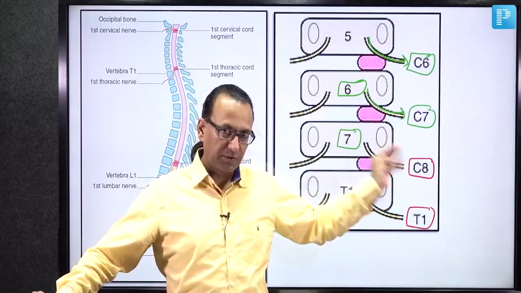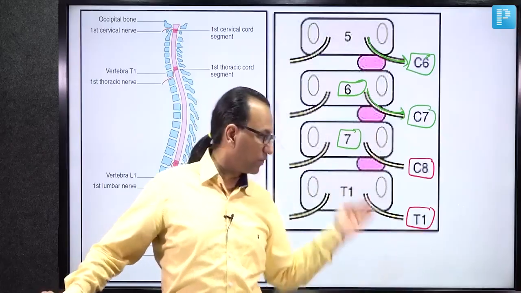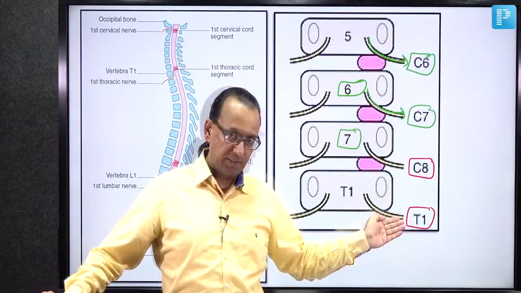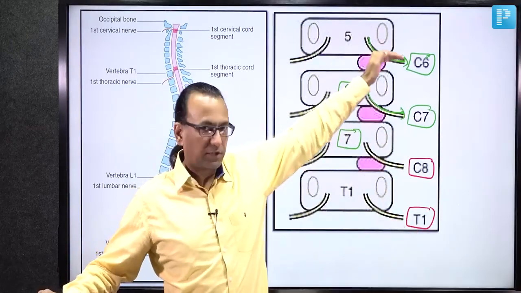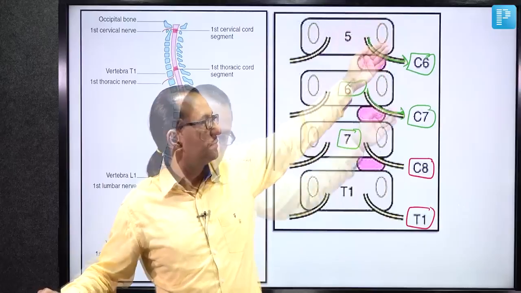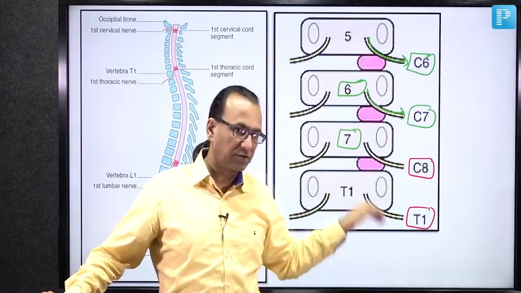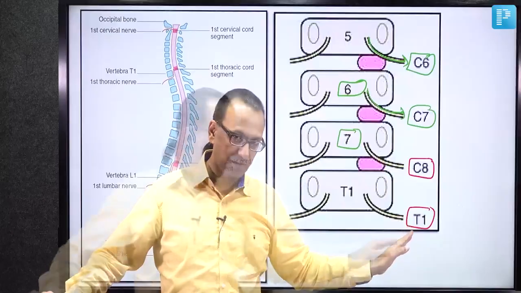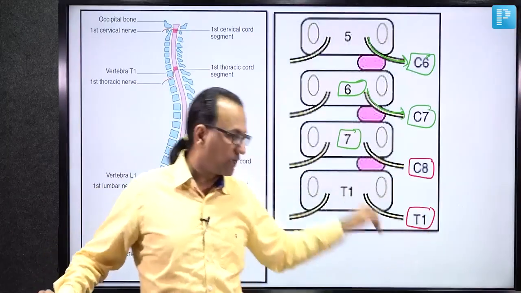Then where is the T1 nerve passing? It is passing under the T1 vertebra. So this is the transition area. Prior to this, all the spinal nerves are passing above the corresponding vertebra. But below this level, each spinal nerve starts passing under its corresponding vertebra, like the T1 nerve passing under the T1 vertebra.